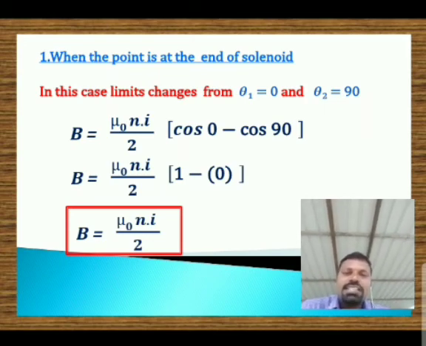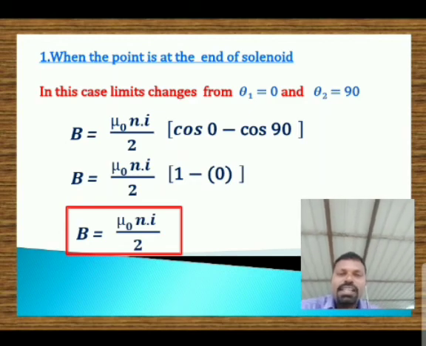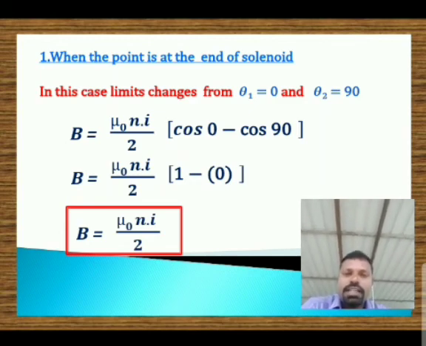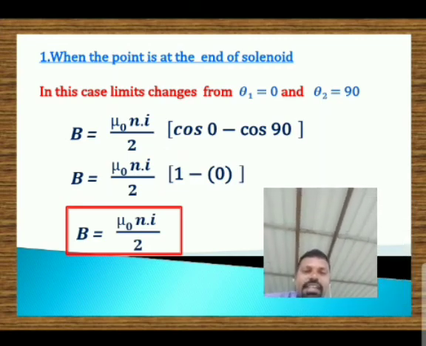Substitute again: theta 1 is 0, cos 0 minus cos 90 for theta 2. Cos 0 is 1, cos 90 is 0. So I will get only 1. That means B is equal to mu naught nI by 2. This is the magnetic field at the end of the solenoid.